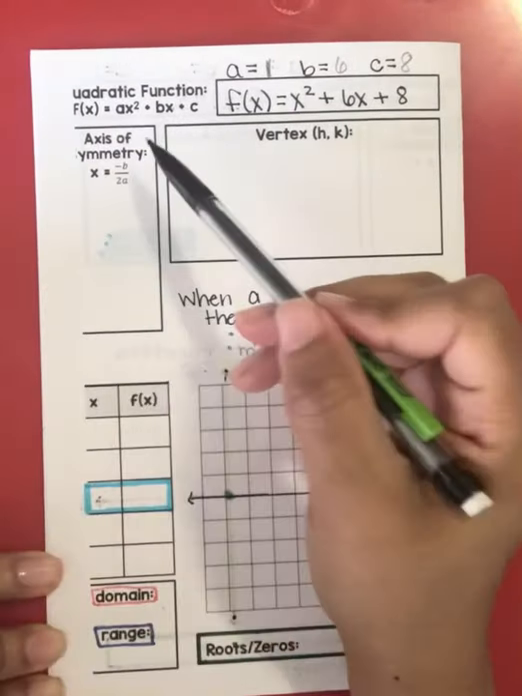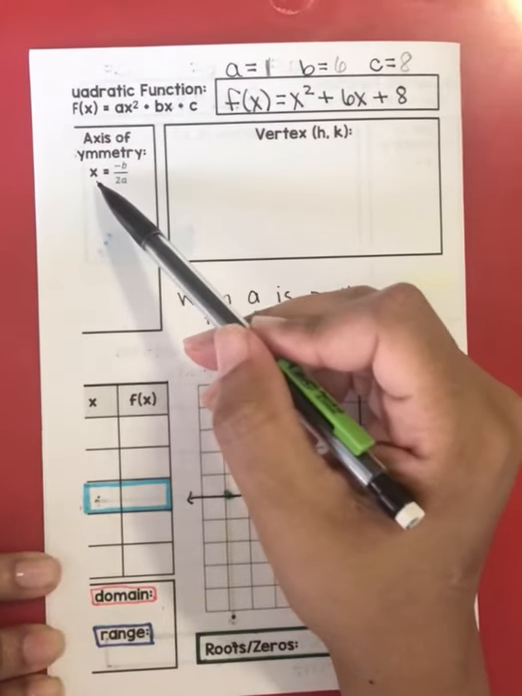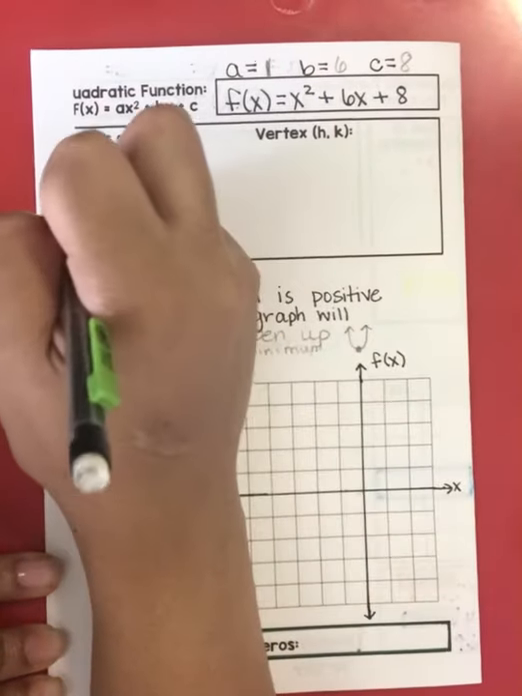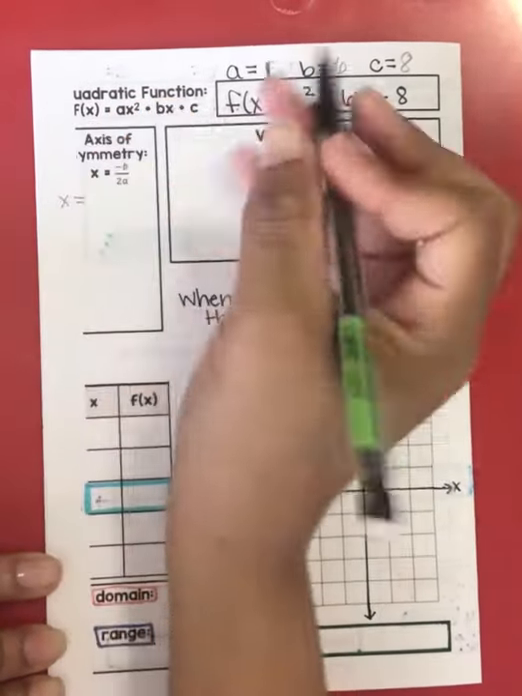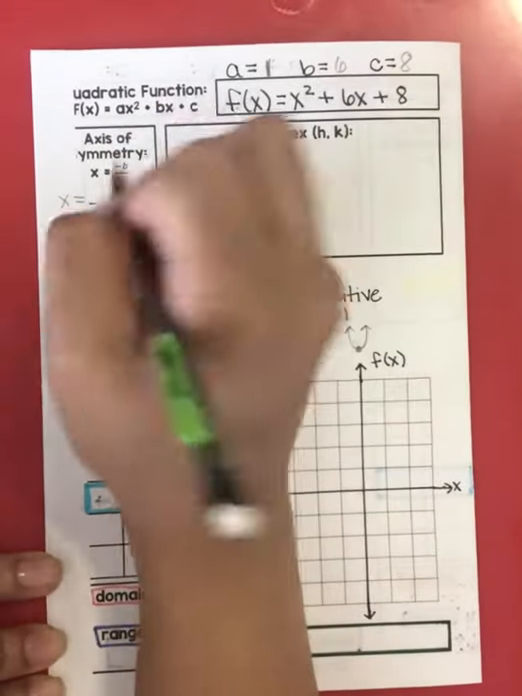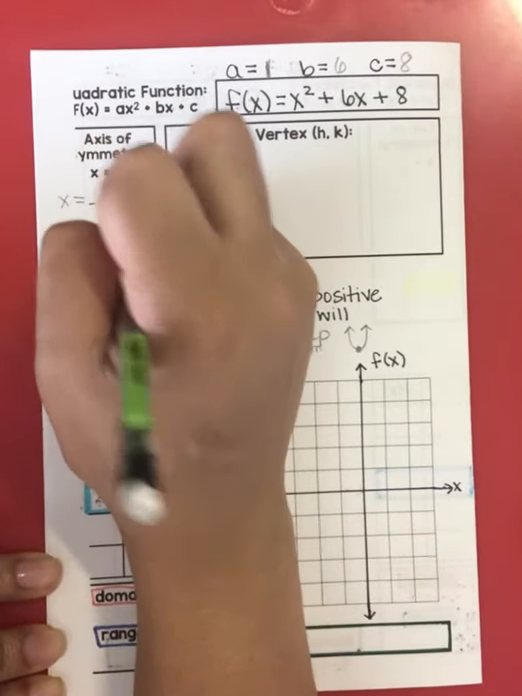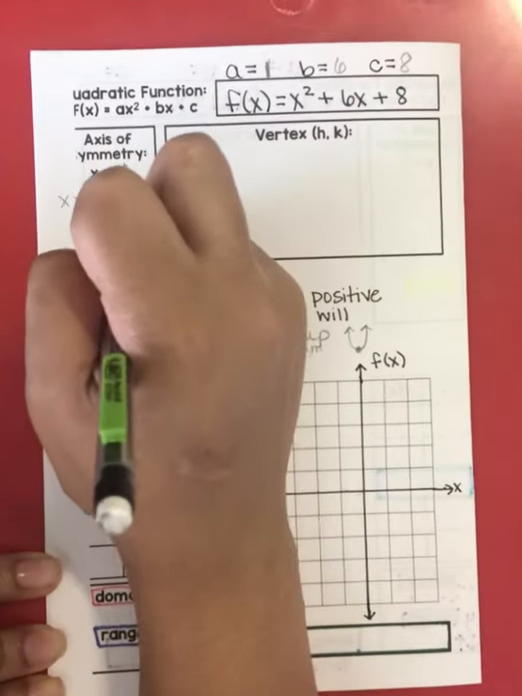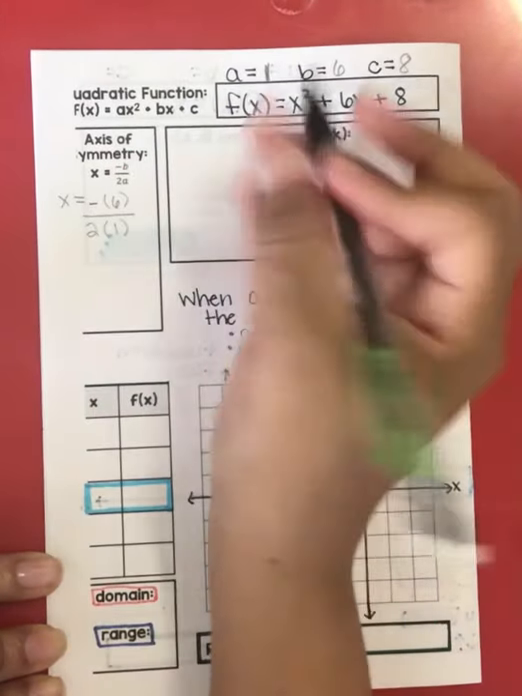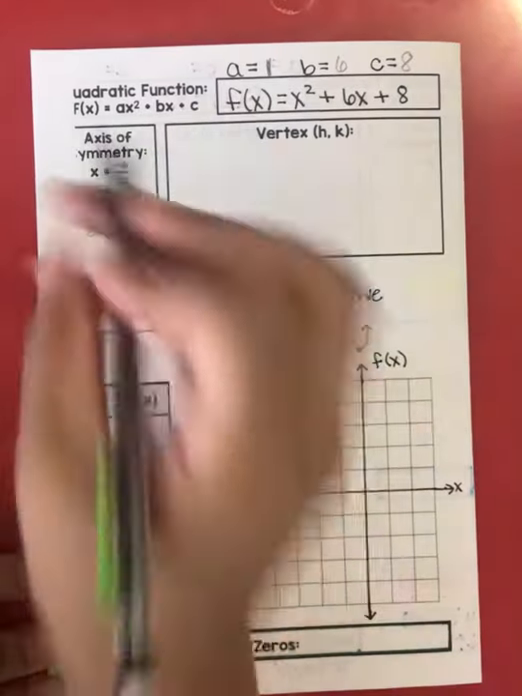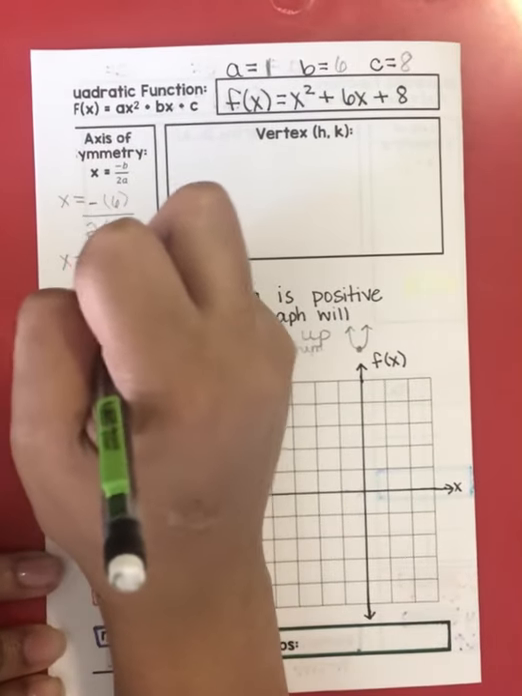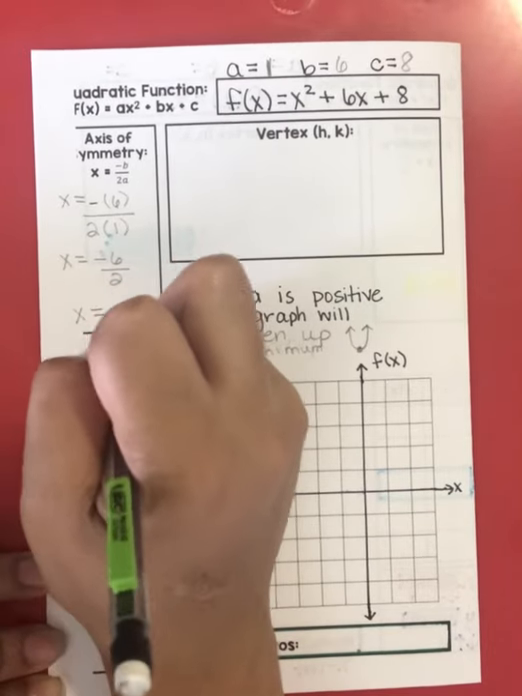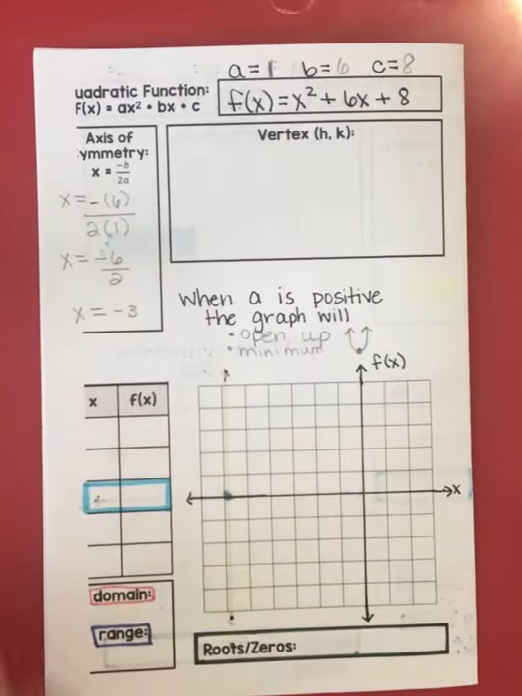All right, to find my axis of symmetry, I use the formula x is equal to negative b all over 2a. So let's just substitute those points in. Negative b all over 2 times a, which is 1. Now we just need to simplify. And I have x is equal to negative 6 over 2, and my axis of symmetry should be a negative 3.